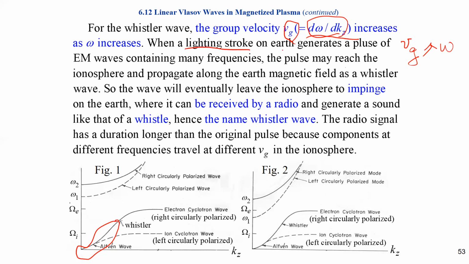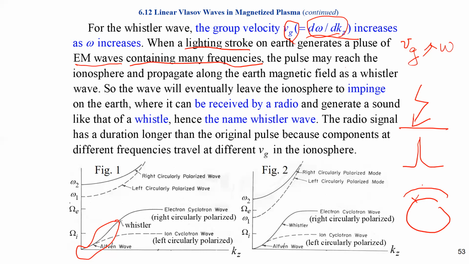Okay, so a lightning stroke on Earth generates a pulse of EM wave containing many frequencies. Lightning strike on the ground, in Earth's atmosphere. It generates a delta function, so it consists of many frequencies, very broadband. And this is the Earth's ionosphere, lightning here, and it generates a broadband signal.